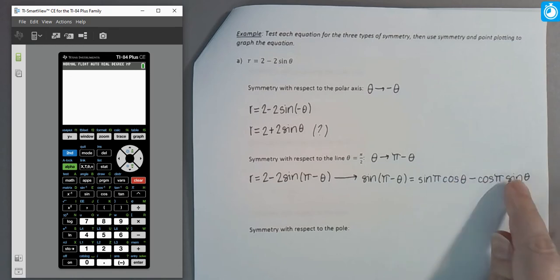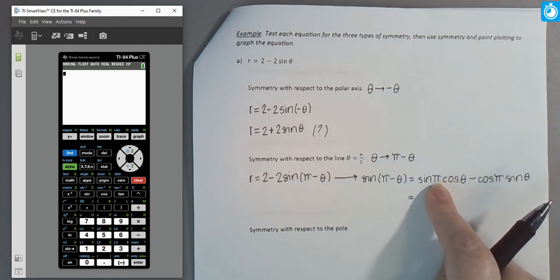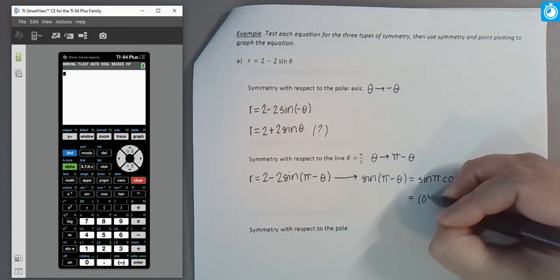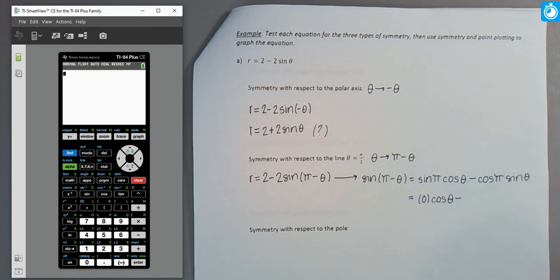So cosine of theta and sine of theta are variable. We don't know what theta is, but sine of pi and cosine of pi are going to be constants. We can determine what those are based on the unit circle. So the sine at pi radians, the y-coordinate at pi radians, is going to be 0. So this is going to be 0 times the cosine of theta minus the cosine of pi.